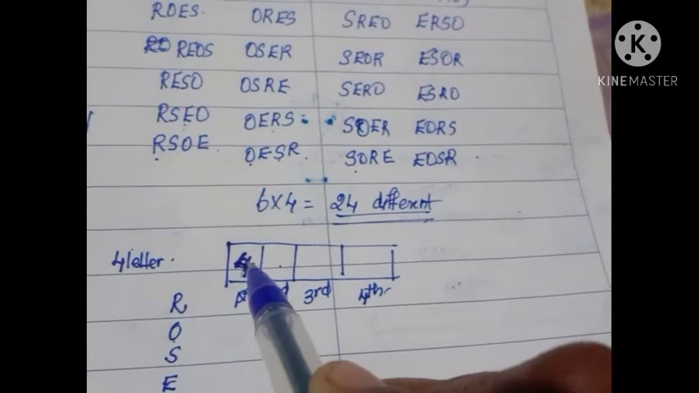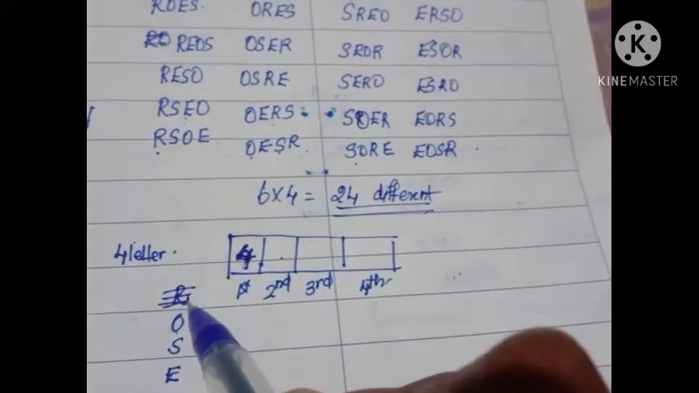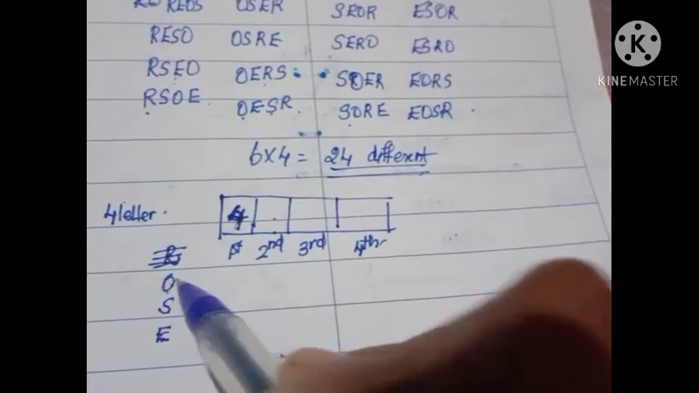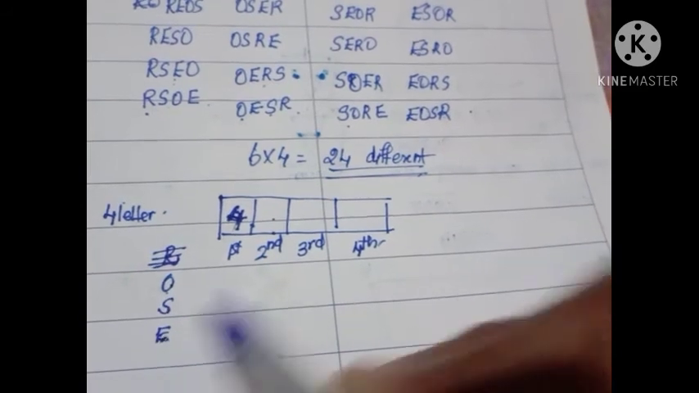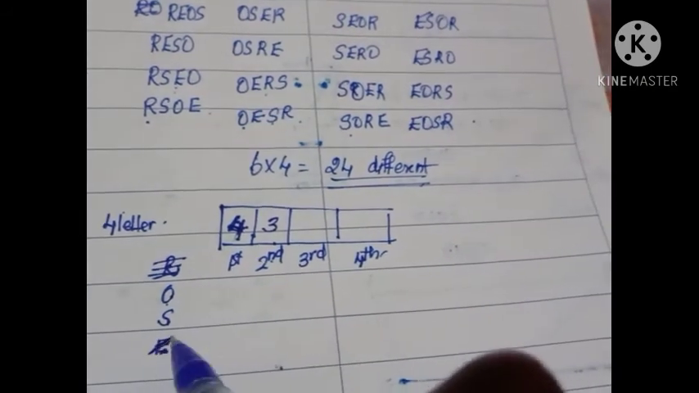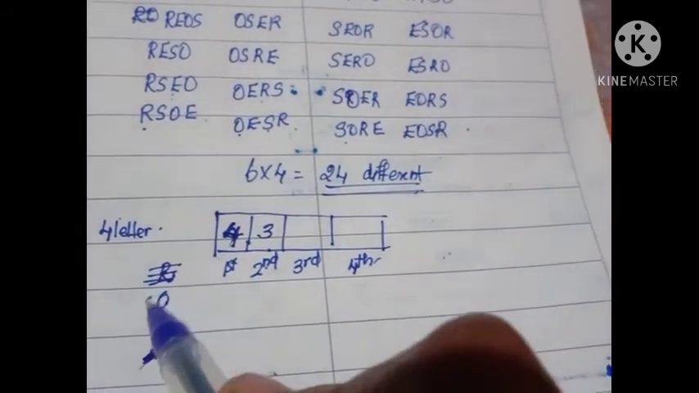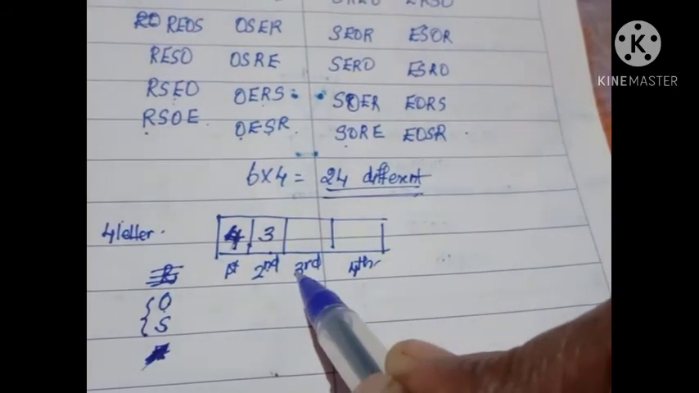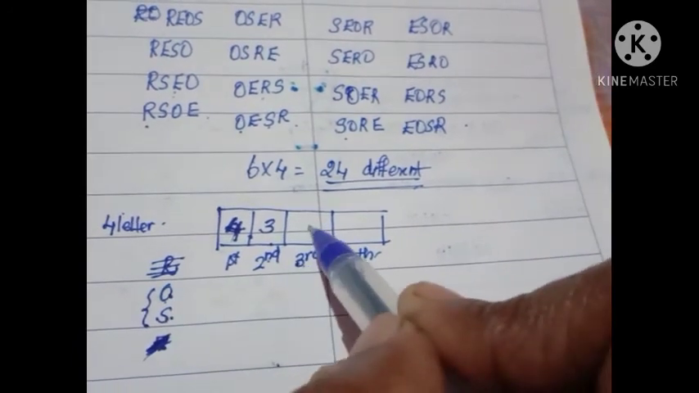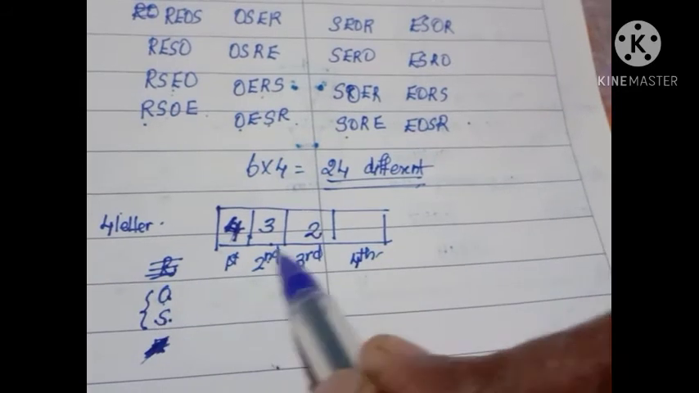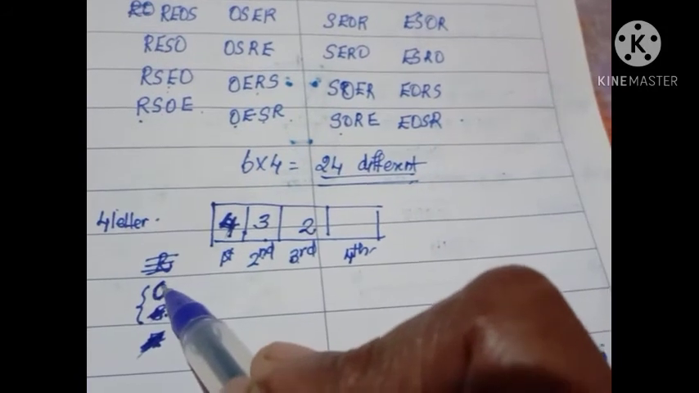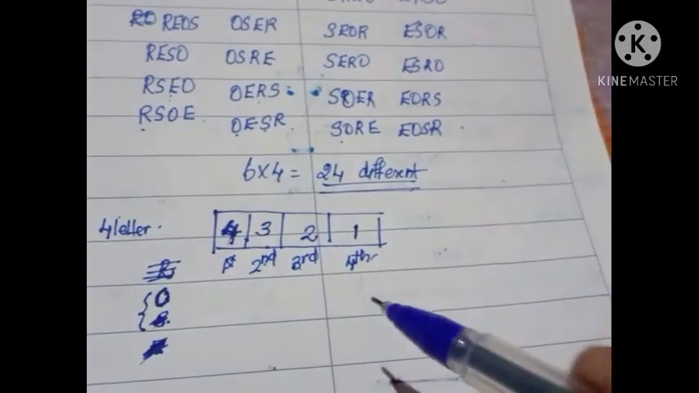Now second place. Suppose we write R here. So just cut R. Now there are 3 letters. So in the second place we can write either O or S or E. So the second place can be filled in 3 ways. Suppose we write E here. So just cut E. Now we have only 2 letters more. So the third place can be filled with either O or S. That is, the third place can be filled in 2 ways. Suppose in the third place we wrote S. So finally we have only 1 letter. So the fourth place can be filled in 1 way.